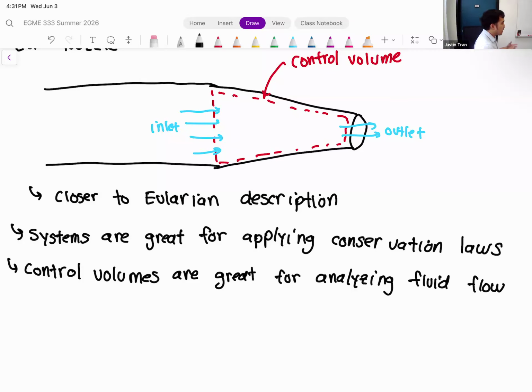And so we want to reconcile these two ideas, because we want to apply conservation laws to fluids, but from a control volume perspective, where it's easier to keep track of things and compute what we want. That leads us to the development of one of the most important theorems for this class, which is called Reynolds transport theorem, or RTT.